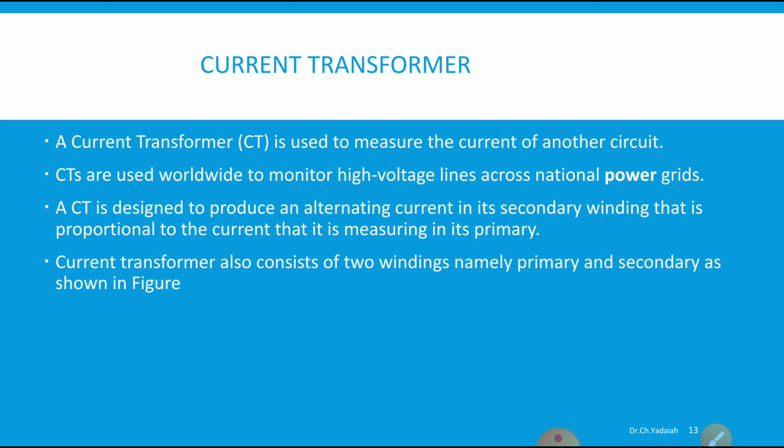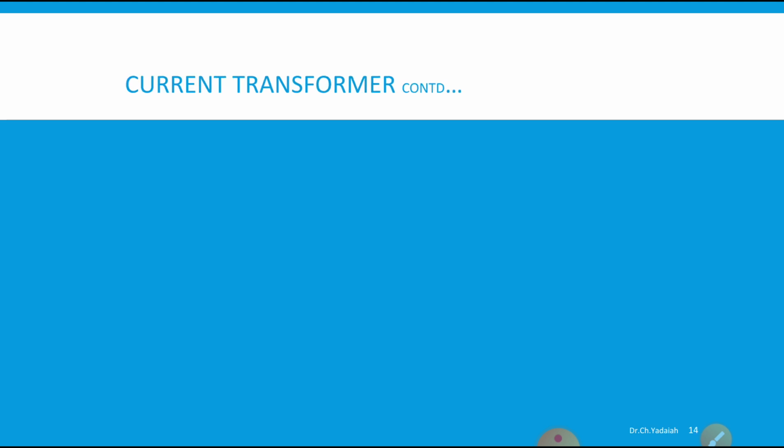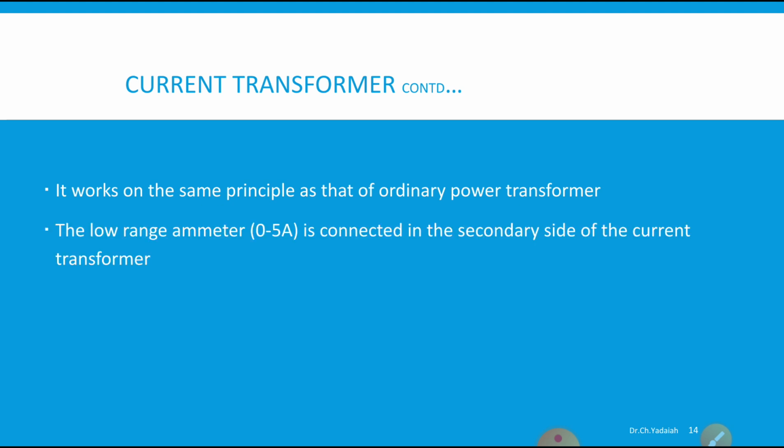A current transformer also consists of two windings, namely primary and secondary, as shown in the figure. A current transformer is basically a step-up transformer. It works on the principle that primary MMF is equal to secondary MMF. At the same time, it works on the same principles as an ordinary two winding power transformer.